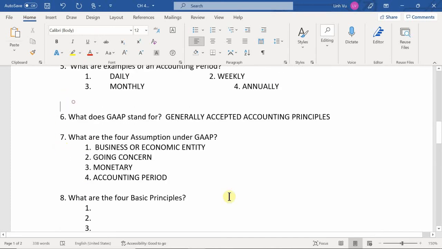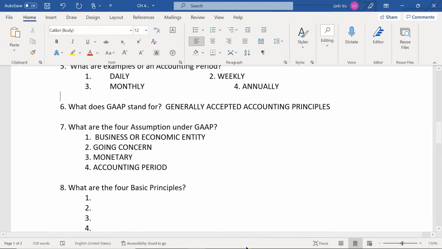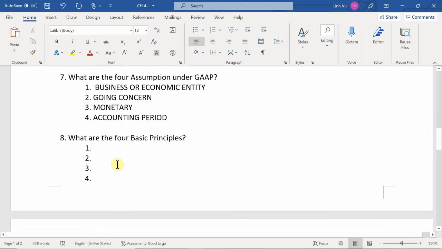Thank you. All right, number 8. Hold on, let me pull up and make some room here. Number 8, what are the 4 basic accounting principles? Historical cost. Historical cost means you must record the purchase of an asset at historical cost value or fair market value. The day that you buy it is the amount that you record it right then and there. Okay.